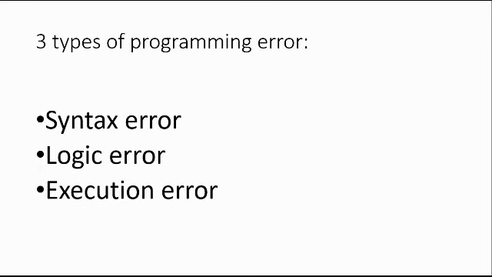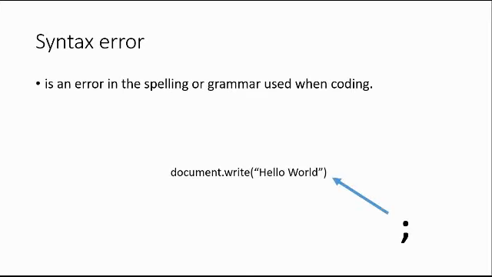These are 3 types of errors: syntax error, logic error, and execution error. Syntax error is an error in the spelling or grammar used when coding. For example, in this line of simple code, I forgot a semicolon to end the line of code statement and the program will not even run.